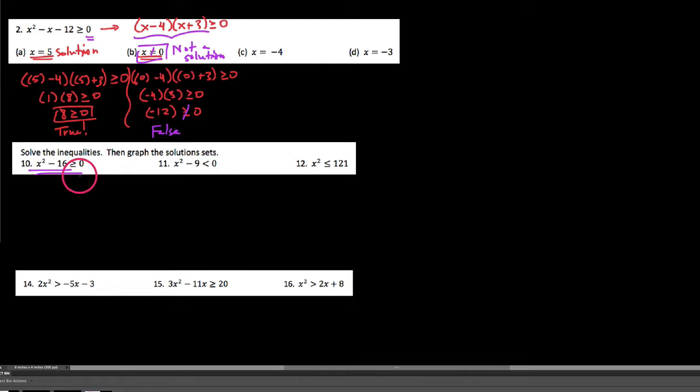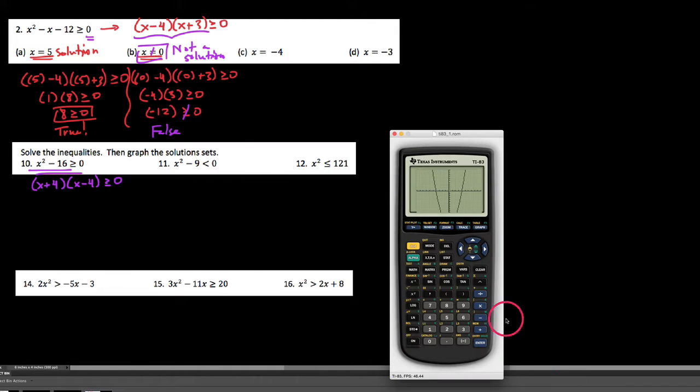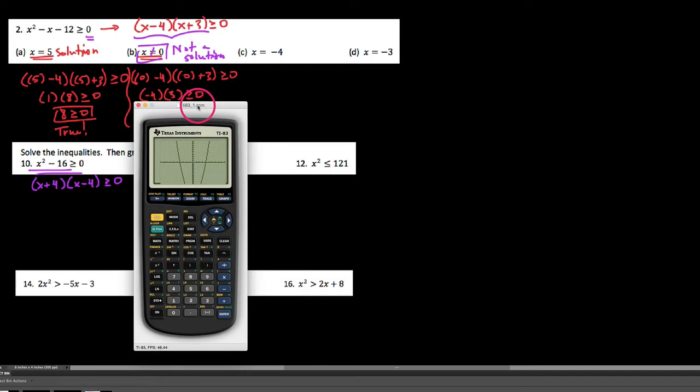First things first, we are always going to get a 0 on one side, and then we're going to factor the other side if at all possible. So this thing, I notice, is a difference of squares. It does factor into (x + 4)(x - 4) greater than or equal to 0. Now that I've got this set here, let's take a consideration of what it is that we're actually saying.